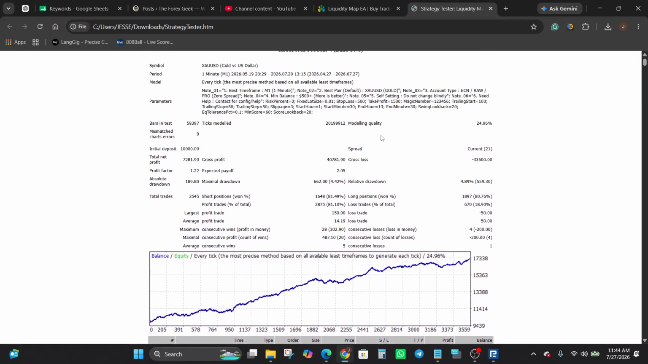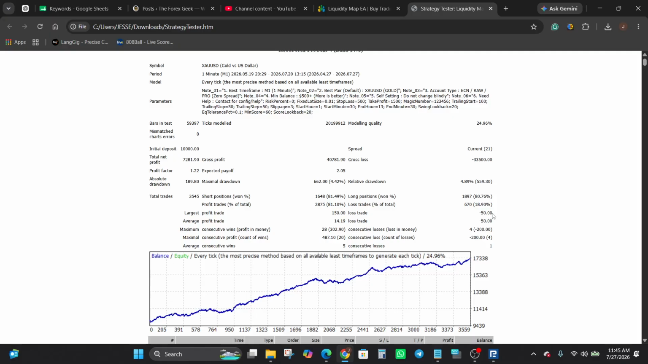The total net profit came out to $7,281.9 with a profit factor of 1.22 and maximum drawdown contained to 4.42%. Now, out of 3,545 total trades, which is a very high frequency, consistent with an M1 scalping approach, around 81% were profitable, with the largest single win at $150 against the largest single loss of $50. So now on the surface, those are strong numbers.